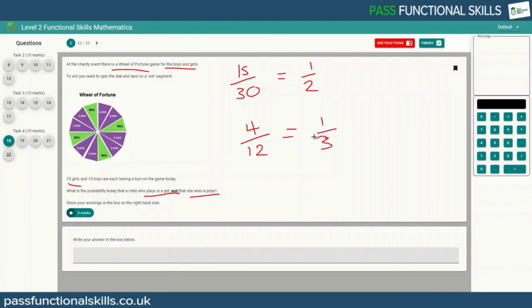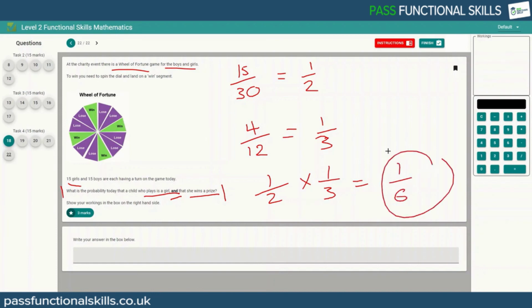Now what the question is looking for is the probability that the child who plays is a girl and wins a prize. So 'and' means we need to multiply these two probabilities together, so we get a half multiplied by 1 over 3, which is equal to 1/6. So that's our final answer for the probability.